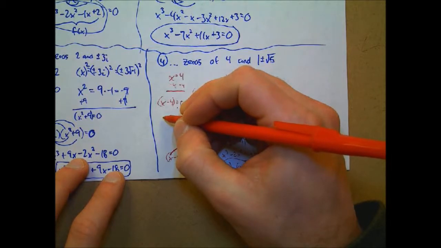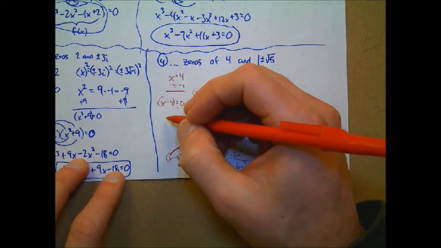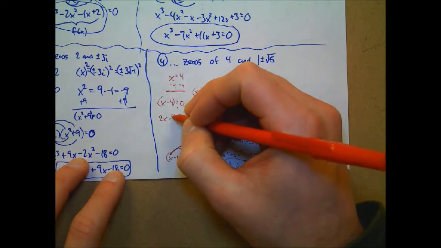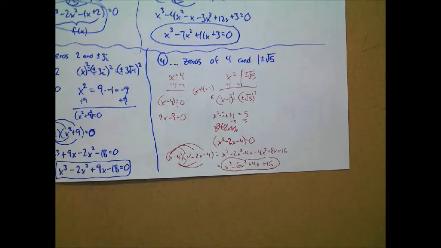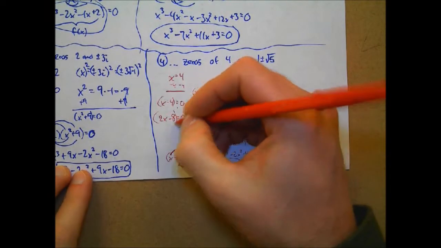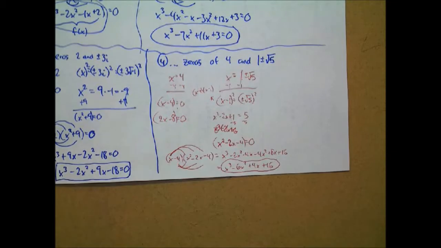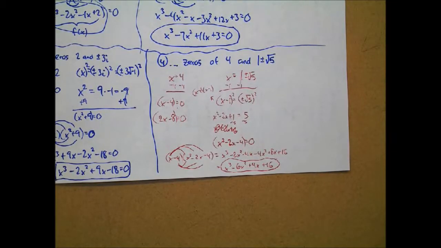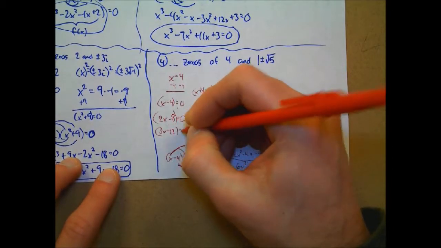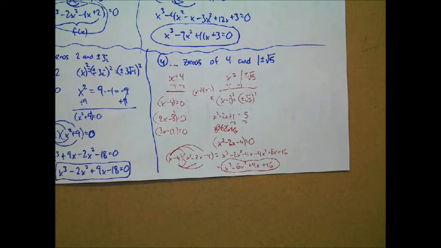So what about this? 2x minus 8 equals 0. Does this solve and give me x equals 4 as a 0? It does, right? What about 3x minus 12 equals 0? Does that solve and give me x equals 4 as a 0?